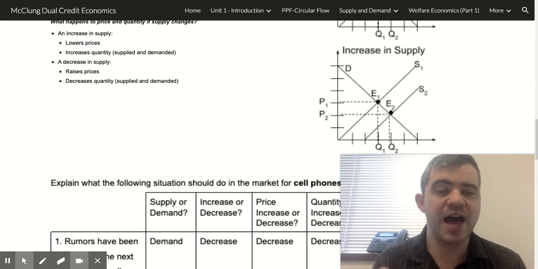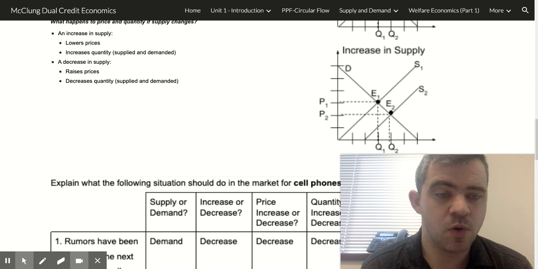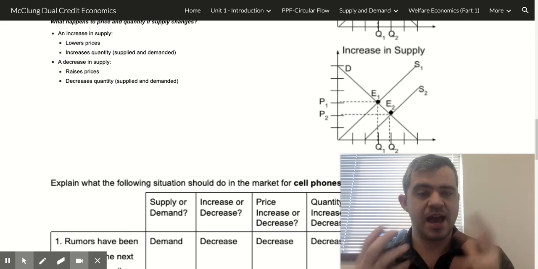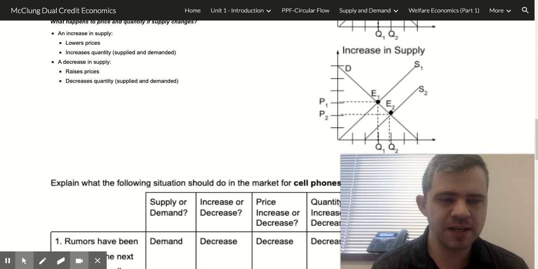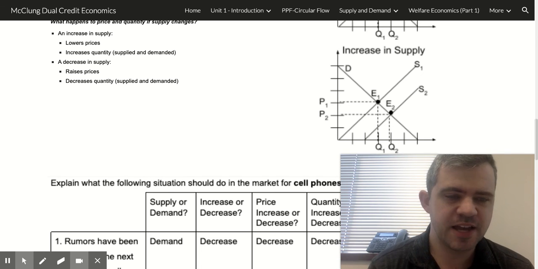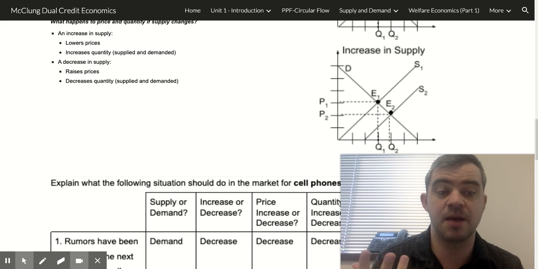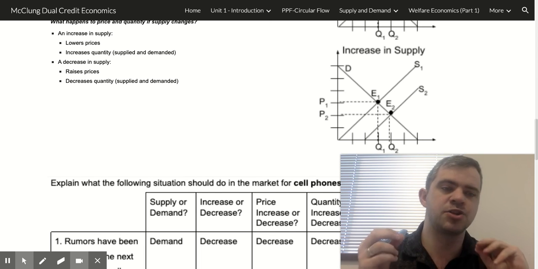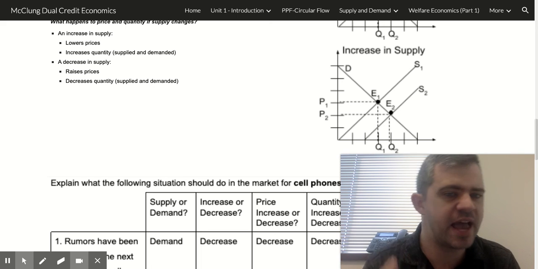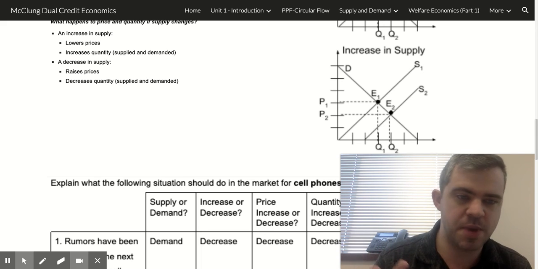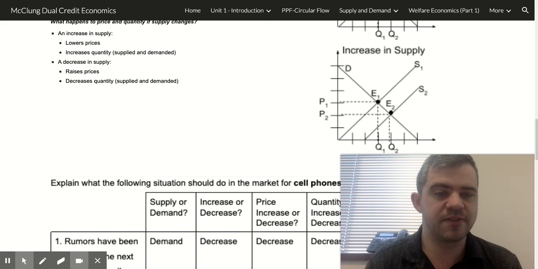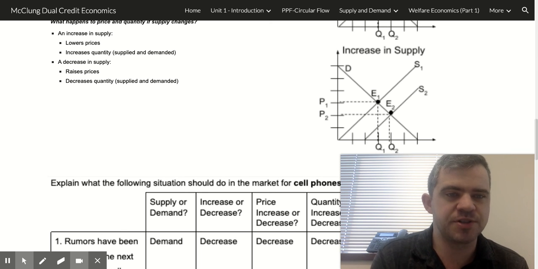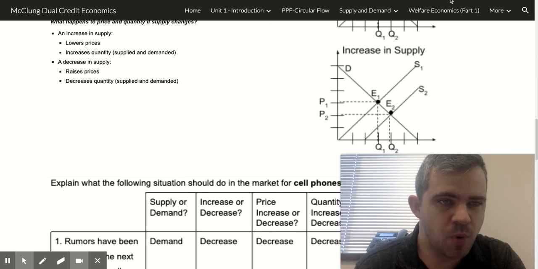Okay, so that's what happens when you see a demand shift and a supply shift. Now, all of this is very applicable to different economic problems. Whenever we see a price change or a quantity change, we ask ourselves, hey, was this supply? Was this demand? What's causing this? And we can answer those questions using this model. So I'll talk about it more in a minute.